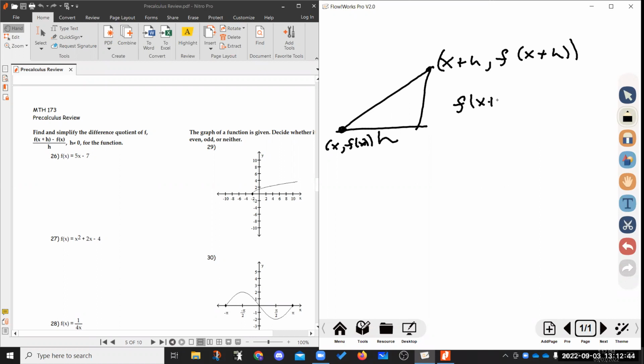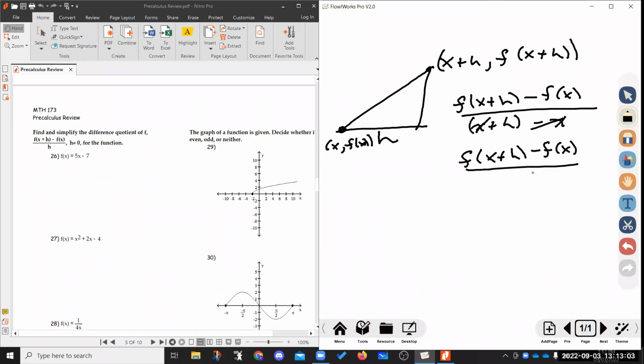And if we wanted to find the slope of the line formed by these 2 points, it would be y2 minus y1 over x2 minus x1, and x minus x would become 0. F of x plus h minus f of x over h. We would have the restriction that h could not be equal to 0 because we're not allowed to divide by 0.